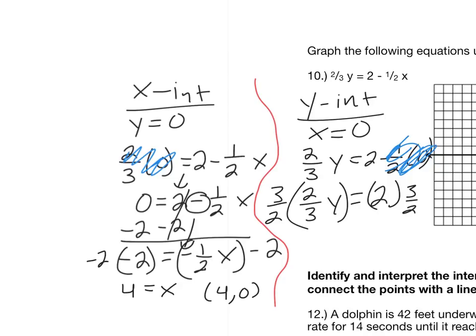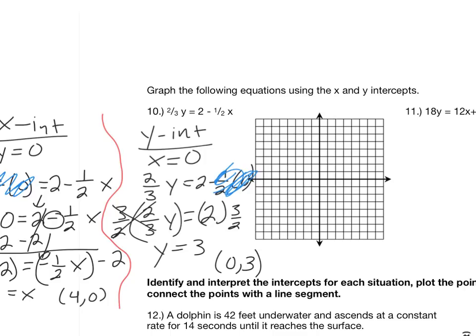And if you do that, you'd get your answer, which is y. This will cancel out, obviously. Y equals 3. So what would that be as an ordered pair? It would be 0, comma 3. Now, the only difference with these problems is that you're actually graphing it. So your first intercept was 4, 0, and that's your x-intercept. That's right here. And then we have 0, 3, which is right here. Just connect these with the line, and you are finished.